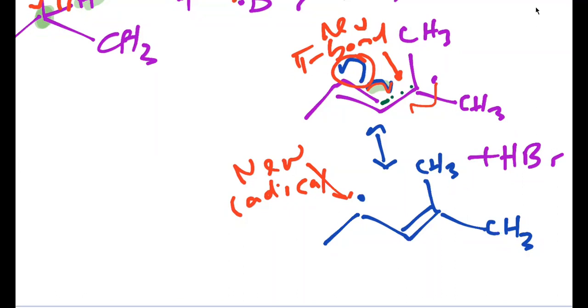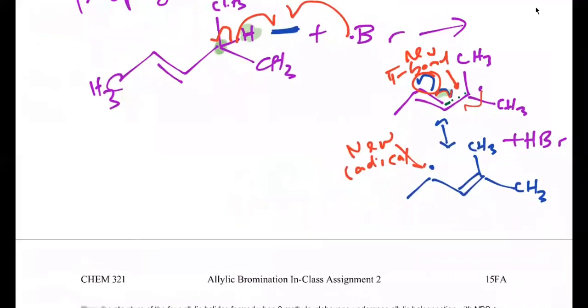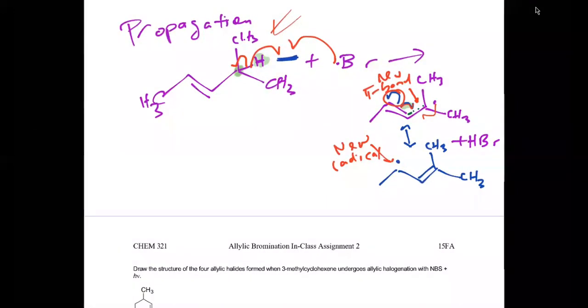All right. Let's go back to here, to the propagation step. So that's one propagation step. What do you think the other propagation step? Where is that going to happen? Where's the other allylic site? On the CH3 at the end. Right here. Yeah. So that's where my other propagation step is going to happen. Let me see if I can draw that. So I'm going to draw the hydrogens out on that.